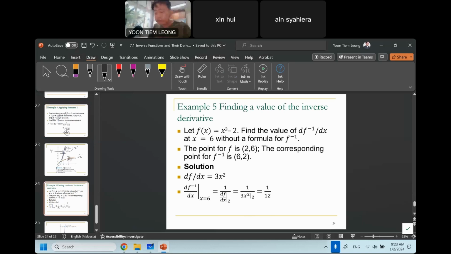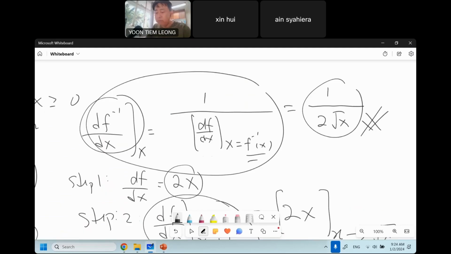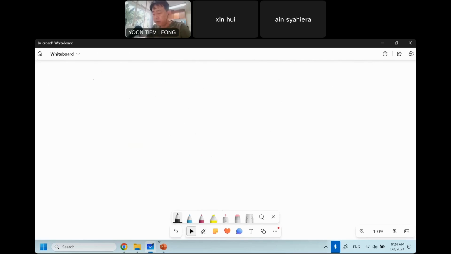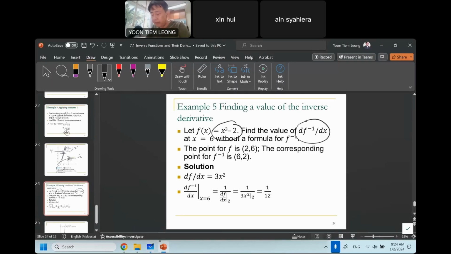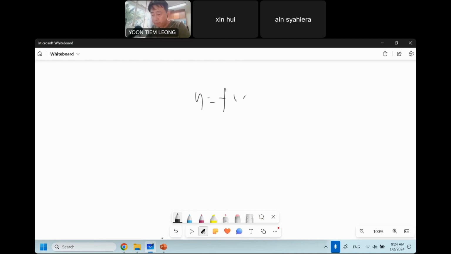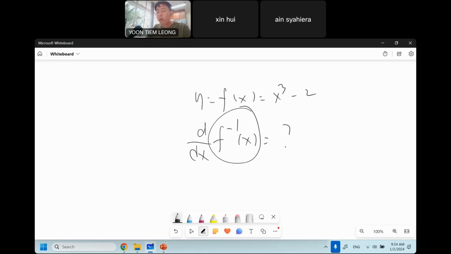So let us look at another example. You are given a function f(x) and you are asked to find the derivative of the inverse of the function without deriving the inverse. Here is a good example: x cubed minus 2. You are asked to find the derivative of the inverse of the function, and to do so without knowing what the inverse of the function is.